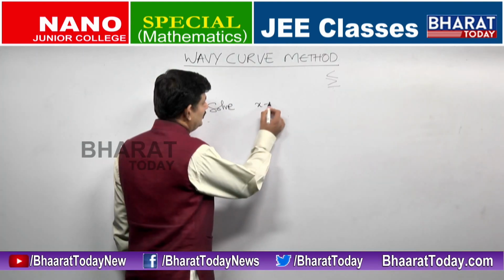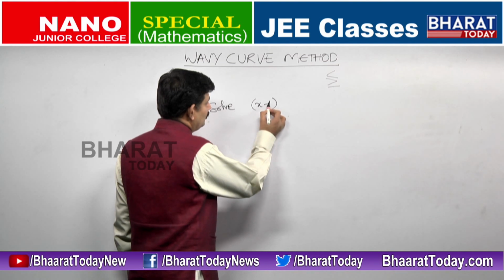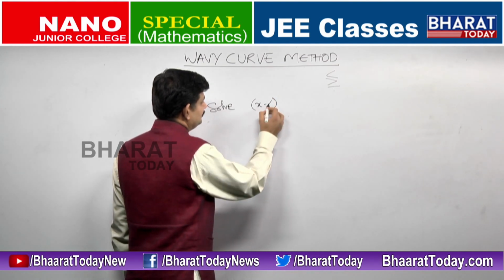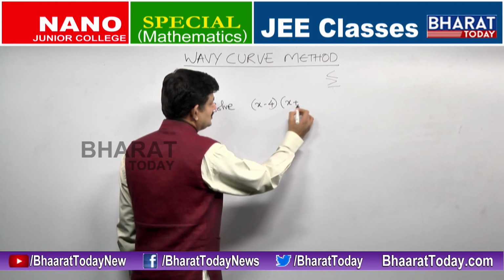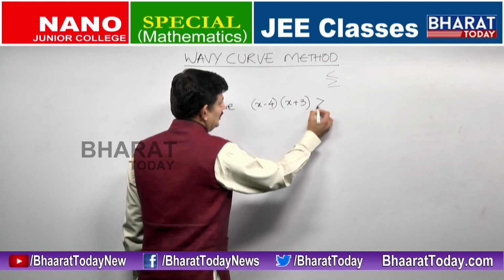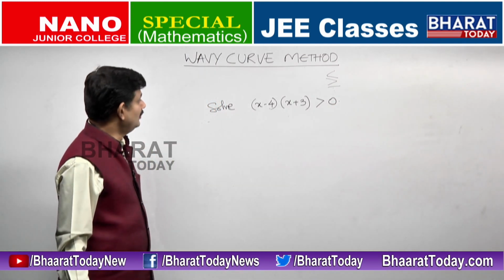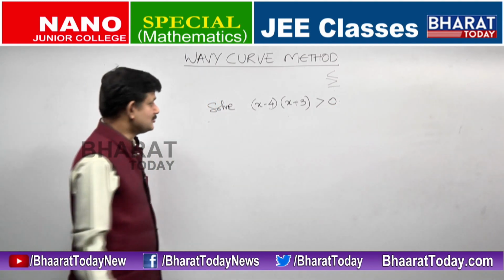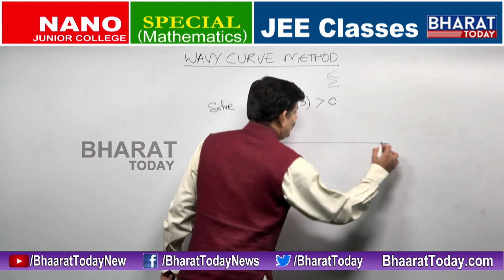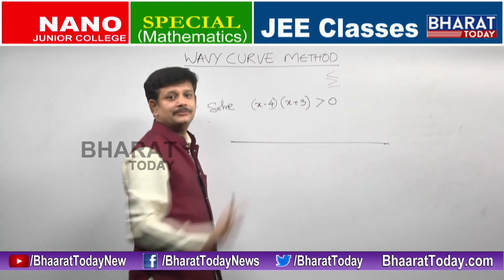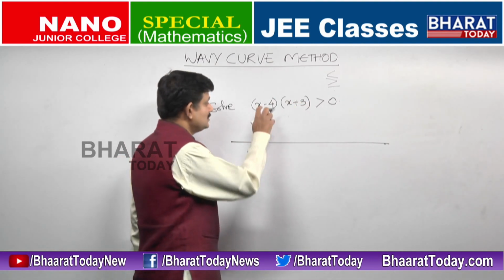So let me solve (x minus 4) into (x plus 3) greater than 0. Solve (x minus 4) into (x plus 3) greater than 0. How to understand the sign of this expression? Effectively I am asked the sign of this expression. So how to understand the sign of this expression?